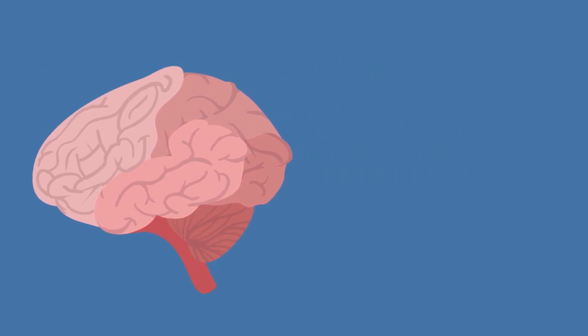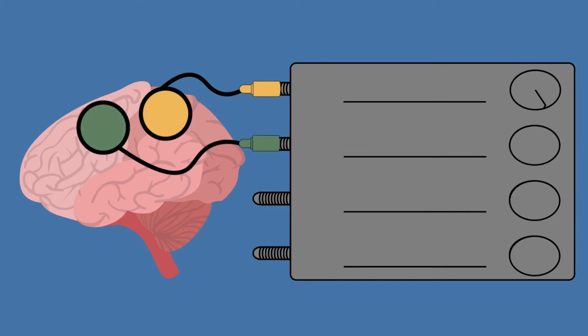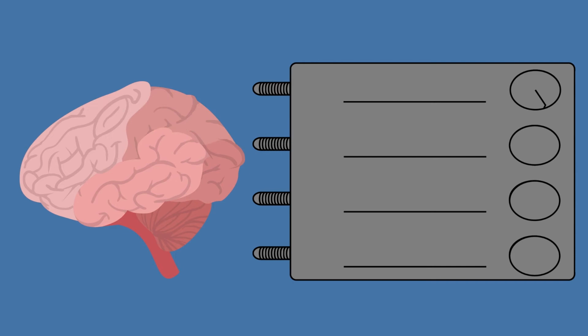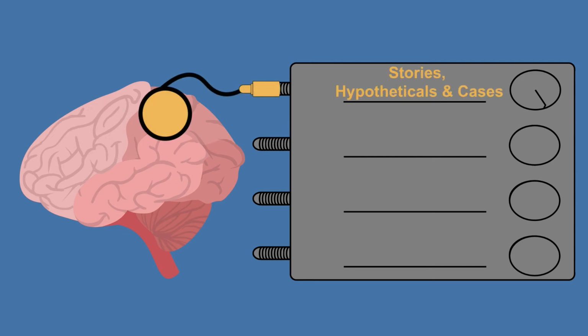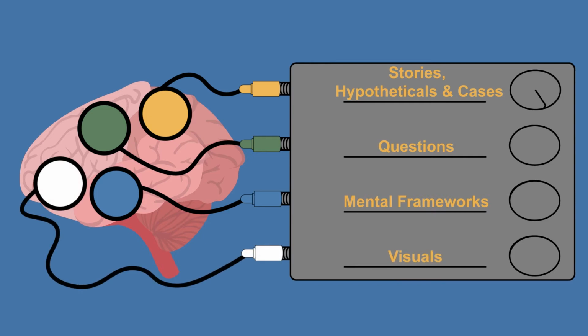Fortunately, human brains are wired in such a way that the same types of inputs that promote engagement also promote memory. Therefore, strategies for learner engagement and recall include stories, hypotheticals, and cases, leveraging the power of the imagination, questions, stimulating curiosity, mental frameworks, providing a sense of simplicity and novelty, and visuals.